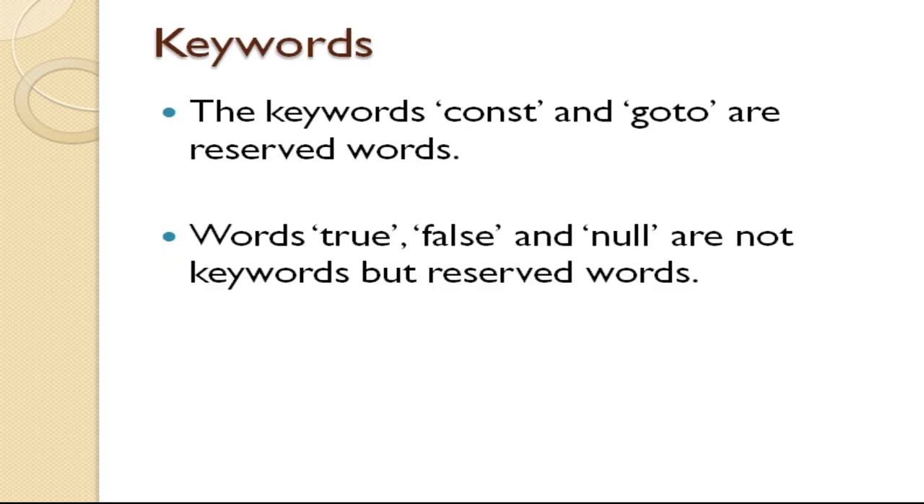Next we are going to see two words, const and goto. We call them reserved words. The reason is that they do not come under keywords, because they are reserved for some purpose. For example, const is used to make a variable constant. And the goto statement is also a reserved word. The reason is, if you are going to jump from one part of the program to another part of the program, you will use the goto statement.